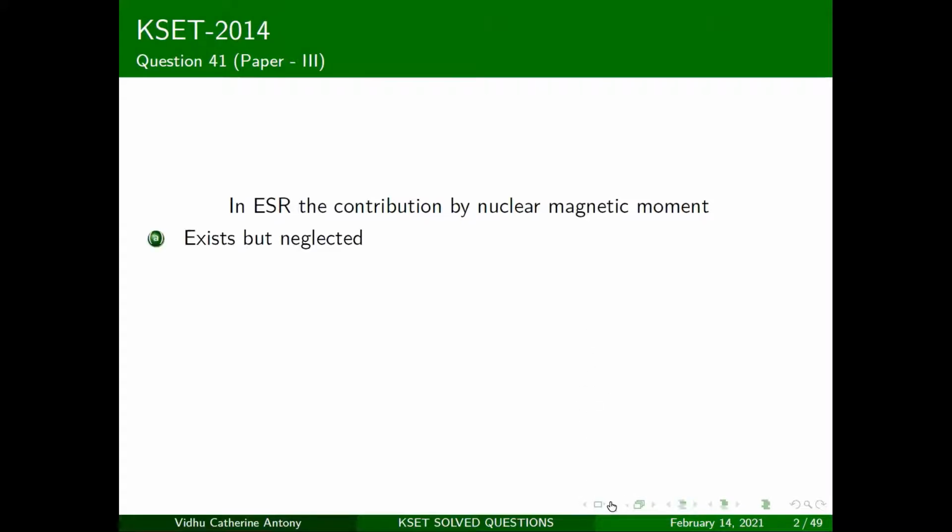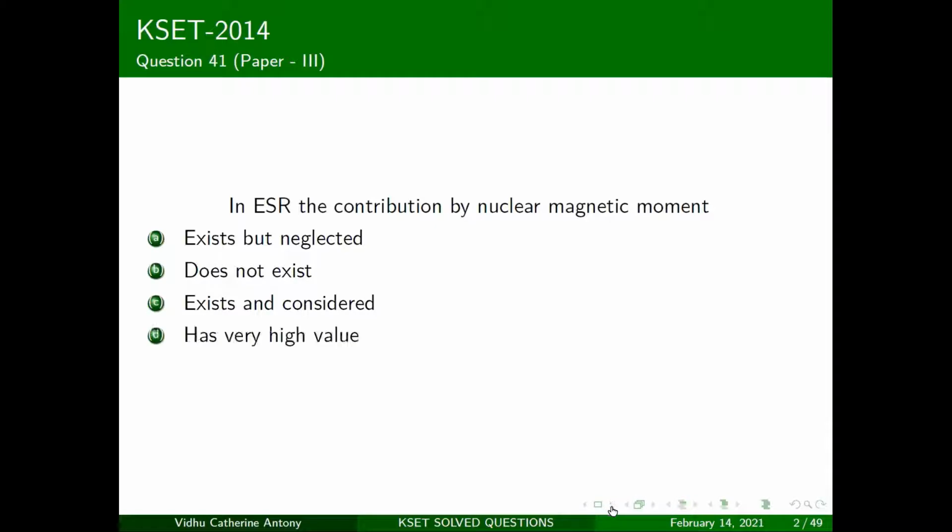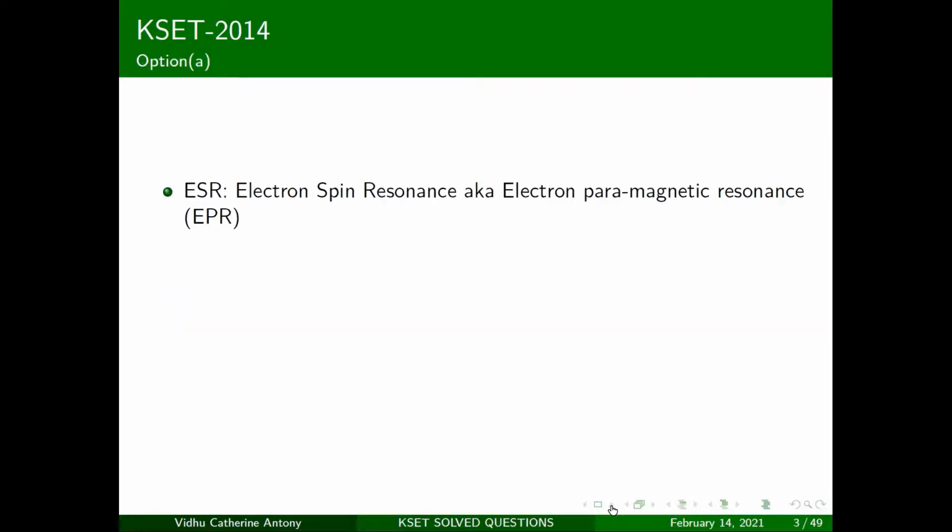So these are the options that are given: exists but neglected, does not exist, exists and considered, has very high value. So you might have heard of nuclear magnetic resonance, right? Nuclear magnetic resonance basically deals with the nucleus. In case of electron spin resonance, ESR basically deals with the spin of the electron.